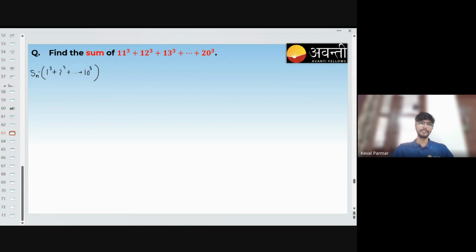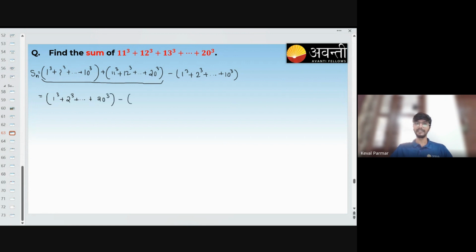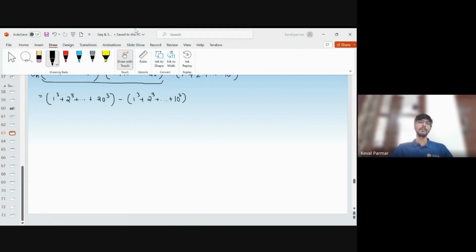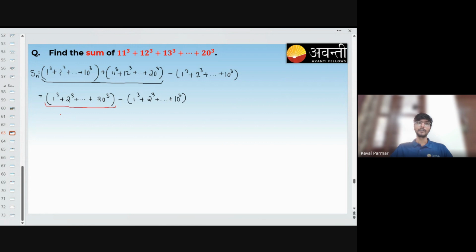Let Sn be equal to, I'll add this, and this is as it is, 11 cube plus 12 cube plus up to 20 cube. Now I added these terms, that means I need to subtract: 1 cube, 2 cube up to 10 cube. So as you can see, if I group these two together, what I'll get, guys? I'll get 1 cube plus 2 cube up to 20 cube. And similarly here, I'll get 1 cube plus 2 cube up to 10 cube. Correct? So you can see here, this is the sum of cubes of the first 20 natural numbers, and this is the sum of cubes of the first 10 natural numbers.